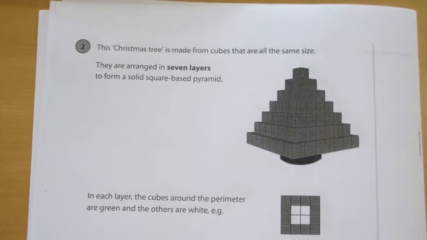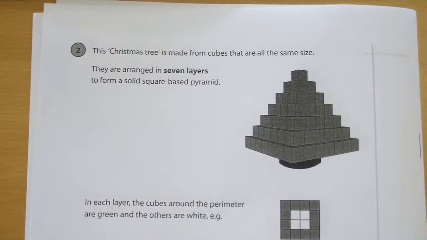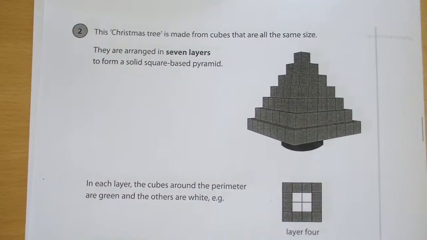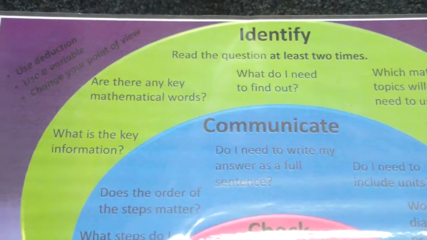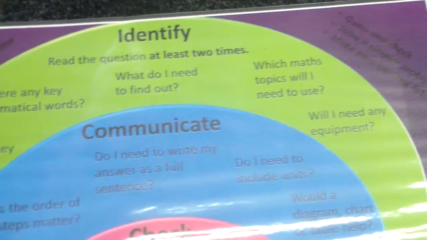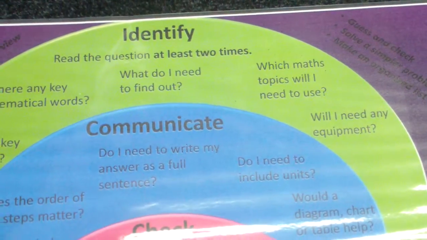Okay, this is a Year 9 reasoning question. We're given some information about a shape in the shape of a Christmas tree made up of cubes. The question is worth 4 marks. So first thing, we're going to use the maths to identify, look for key information, and try and get an idea of what we're going to need to do.